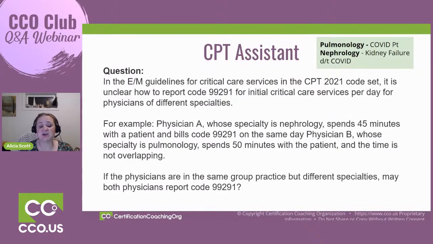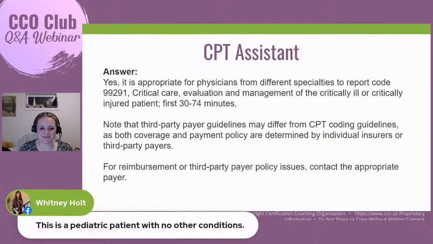It's all going to be in the documentation. Now, they can attempt to bill that stuff out, but if we're not in an acute setting, then probably, like you said, that's not going to get done. But okay, pediatric patients with no other conditions, yeah, that's not going to go critical care.